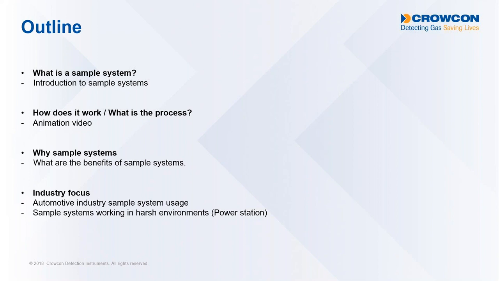So if I just give us a little outline of what we're going to look at. First of all, just an introduction to what sample systems are. We can also look at how a sample system works and what the process is. We've put together a short animation video, which gives us a top level indication of what the process of sample systems is, what the benefits are, and what the solutions are. Once we've seen that video, we'll step a little bit deeper into what the benefits of sample systems are. And then we'll start looking at an industry focus with a couple of regular application types that come from various industries. So that's our schedule for today.